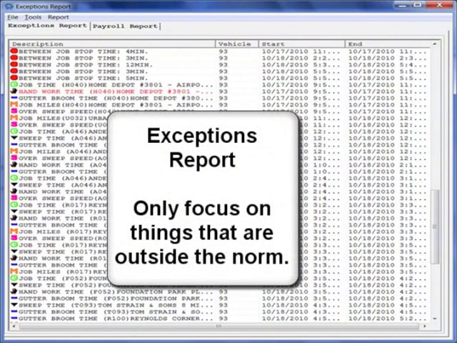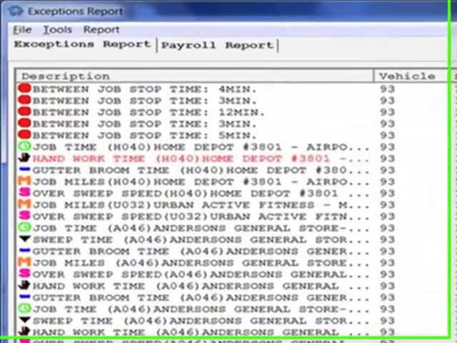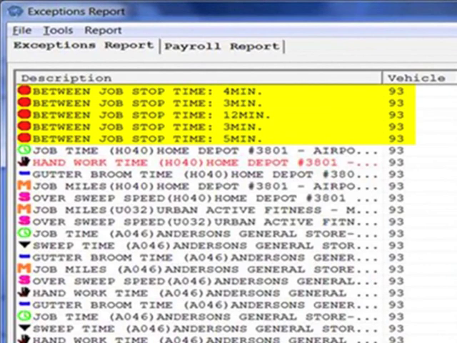Here we have the exceptions report. Managing by exception allows the manager to only have to focus on issues outside the norm. Remember the 5 stops we discussed earlier. The top 5 lines on this screen, marked with the red stop signs, identify each stop for Vehicle 93 and the time of the stop.